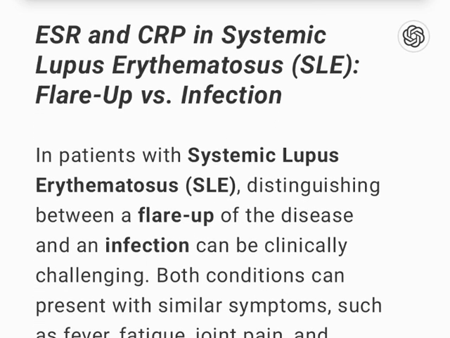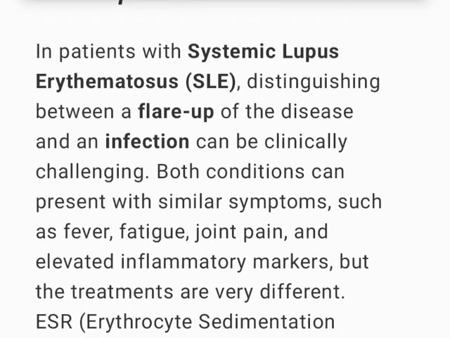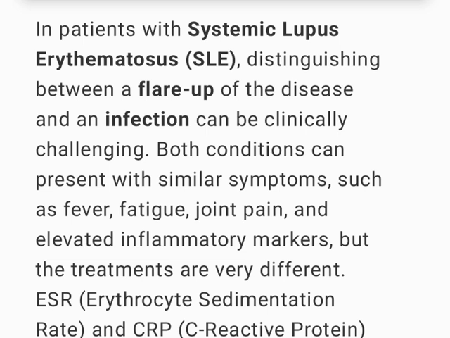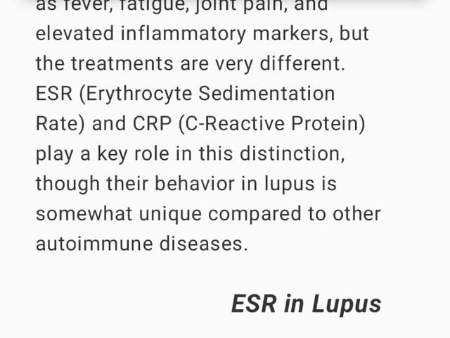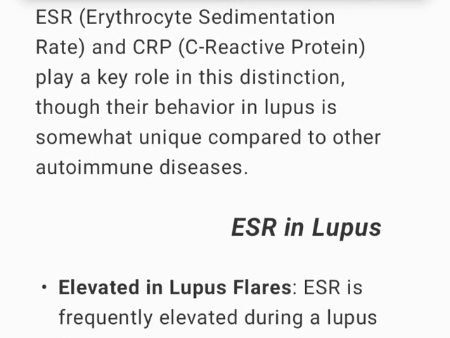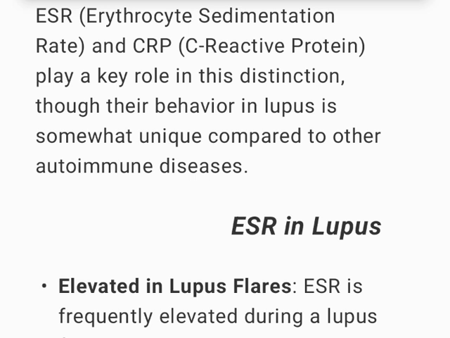ESR and CRP in systemic lupus erythematosus, SLE, flare-up versus infection. In patients with SLE, distinguishing between a flare-up of the disease and an infection can be clinically challenging. Both conditions can present with similar symptoms, such as fever, fatigue, joint pain, and elevated inflammatory markers, but the treatments are very different. ESR, erythrocyte sedimentation rate, and CRP, C-reactive protein, play a key role in this distinction, though their behavior in lupus is somewhat unique compared to other autoimmune diseases.